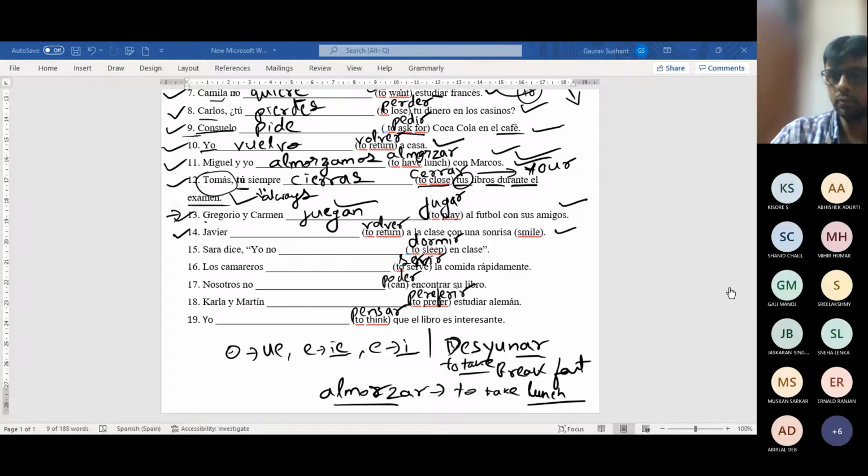Next, I'm asking Srinivas. Yes, sir. The 14th, right? Yes. Javier vuelve a la clase con una sonrisa. Very good. So tell me the translation also. Javier returns to the class with a smile. With a smile. Very good. Thank you. Number 15, Nikita Majumdar.